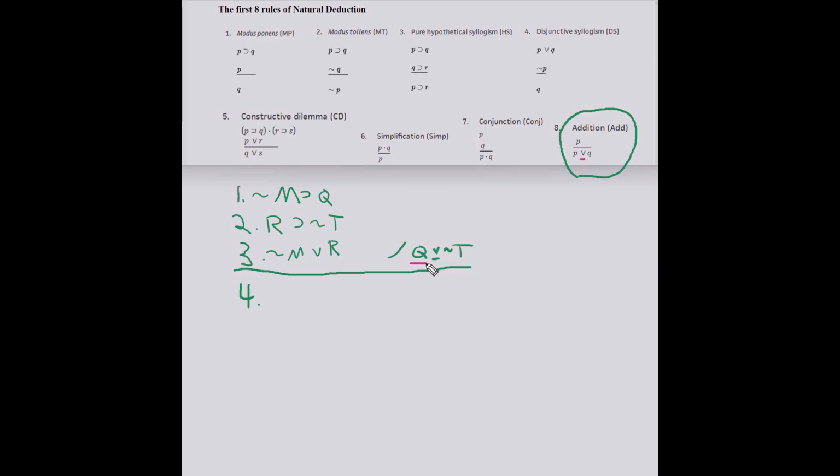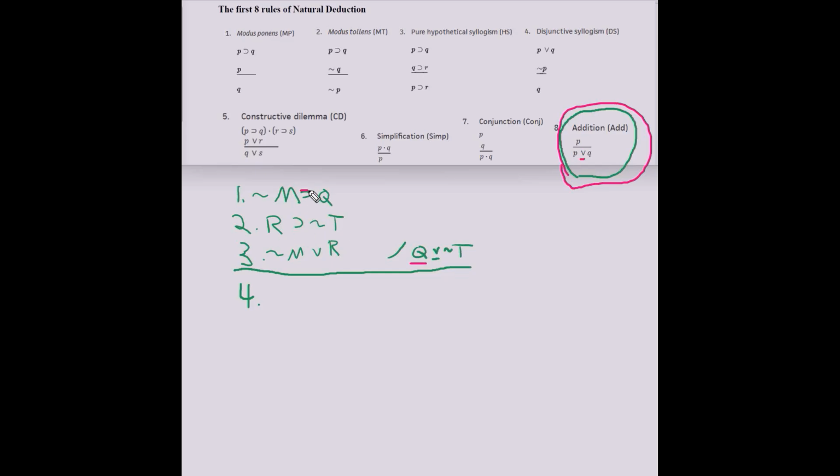then I know I could use addition to add anything and make it Q or not T. I don't see any real good way to get the Q though, because I don't have any sentence letters I could use to get modus ponens. I don't have any not M. I don't have any not Q to use modus tollens, not M to use modus ponens. Don't have an R. I don't have a not T.